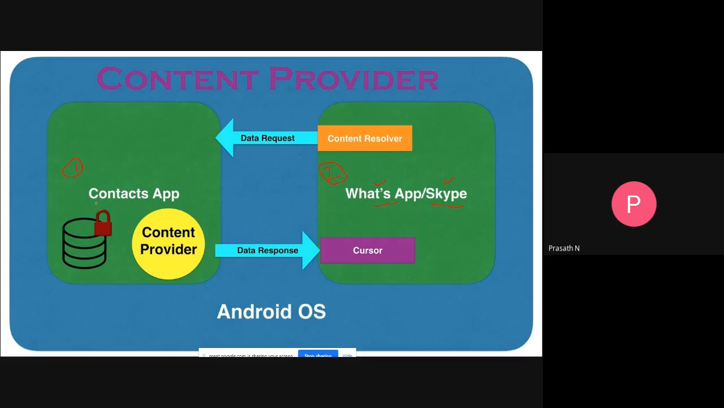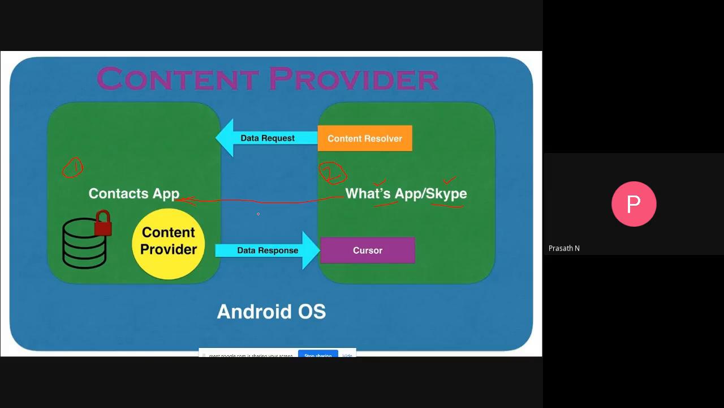If you have a contact application which is already available in your mobile, you don't need to create new contacts. What we can do is give WhatsApp or Skype permission to access your contacts, and those contacts who have the same kind of application can be invited or communicated with from your WhatsApp or Skype. This we call a content provider.